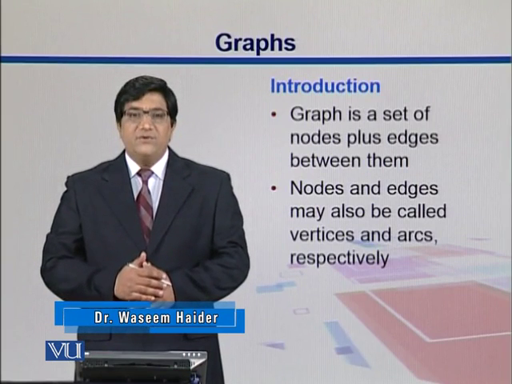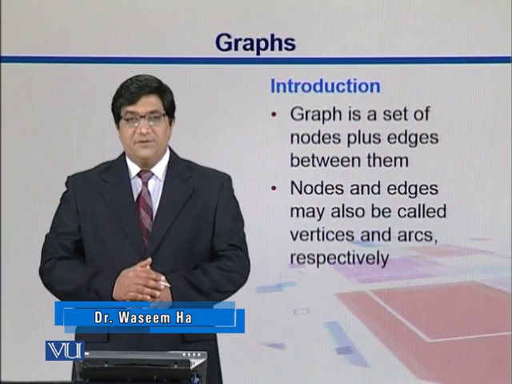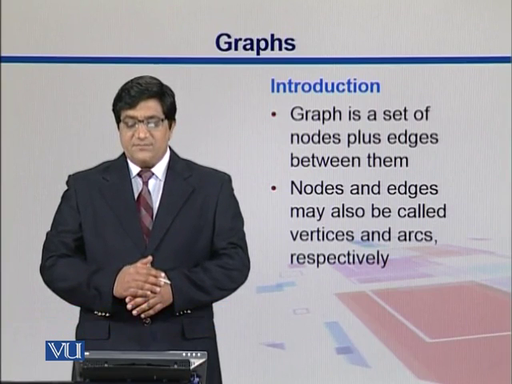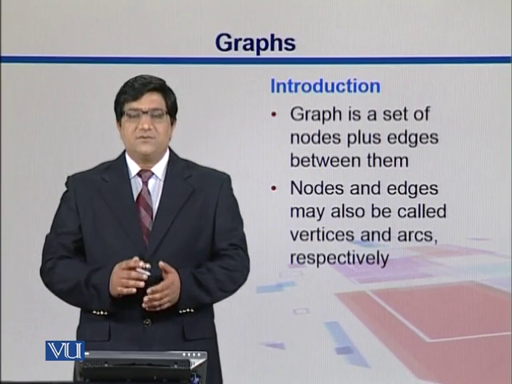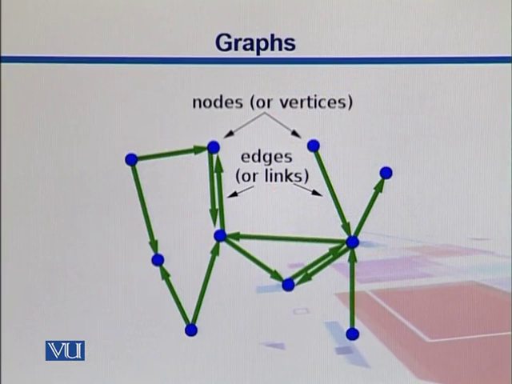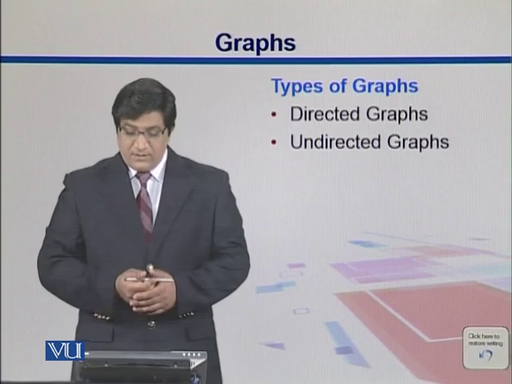A graph is a set of nodes plus edges between them. Nodes and edges may also be called vertices or arcs. So there are nodes and there are edges. Let's see what they are. Here we have those dots or points. These points are actually your nodes, and those connections between those points are all edges. So a graph is a combination of nodes and edges.